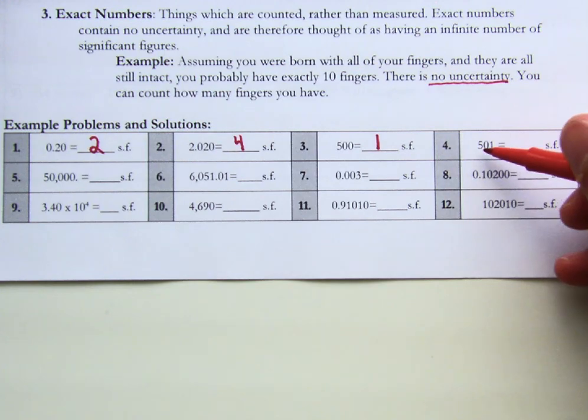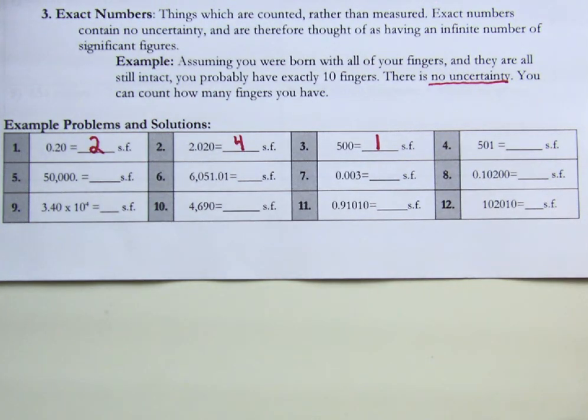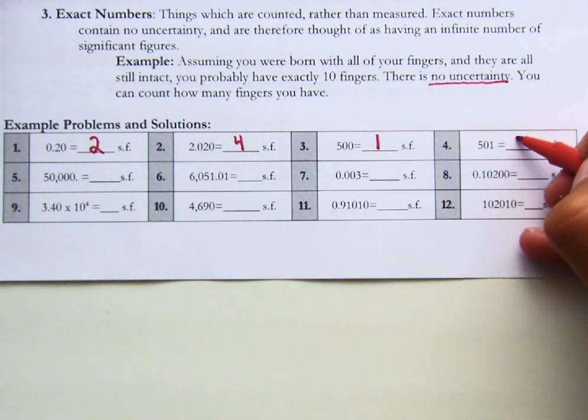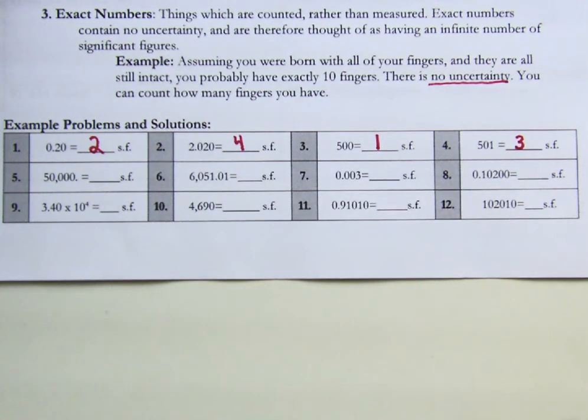Next we have 501. This is a captive zero. Captive zeros are always significant. So all three are significant, and this has three significant figures.